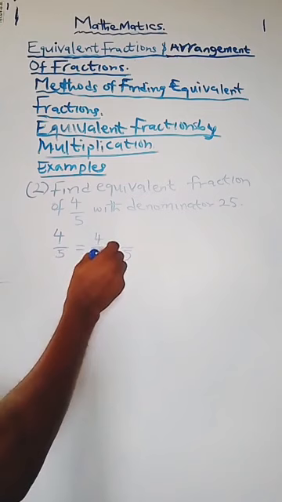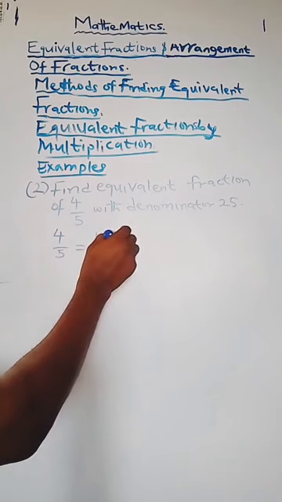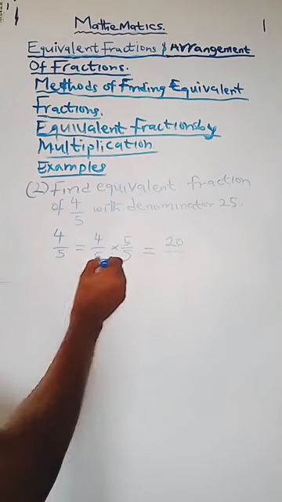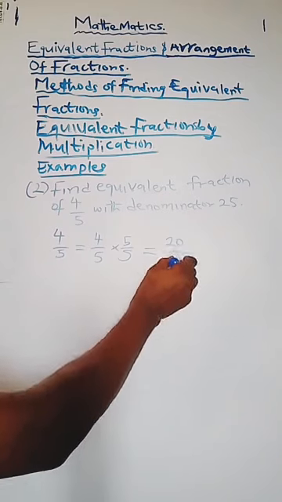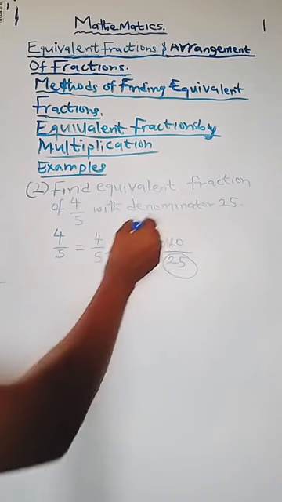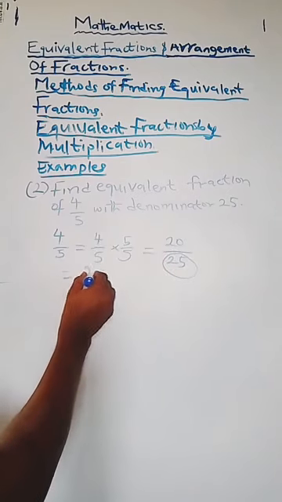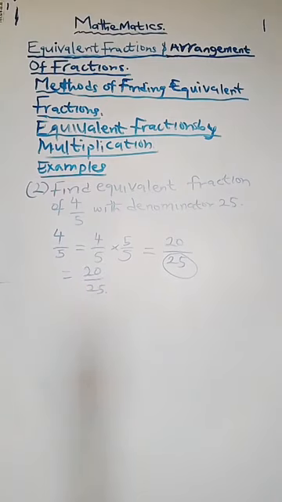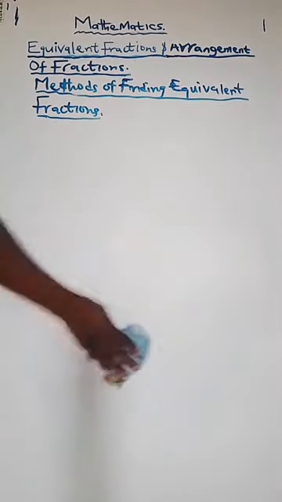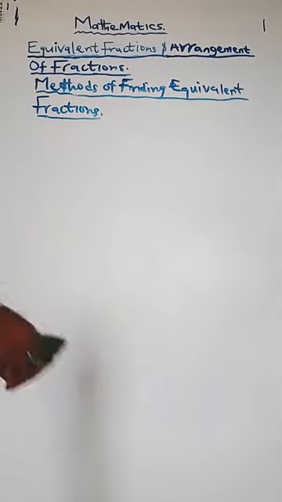And you know in equivalent fractions, whatever you do to the denominator, you have to do to the numerator. Then you have to multiply the numerator by 5 as well. So this will be 20, and 5 times 5 is 25. So with this, we have been able to answer the question: the equivalent fraction of 4/5 with denominator of 25 is 20/25. So that is that on the method of finding equivalent fractions using multiplication. So let's go to the next method, because there are two major methods of finding equivalent fractions in mathematics, by multiplication and by division. So 2.